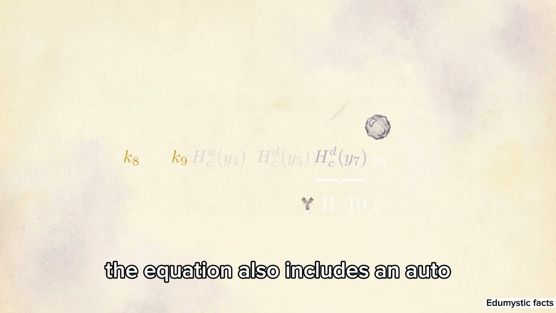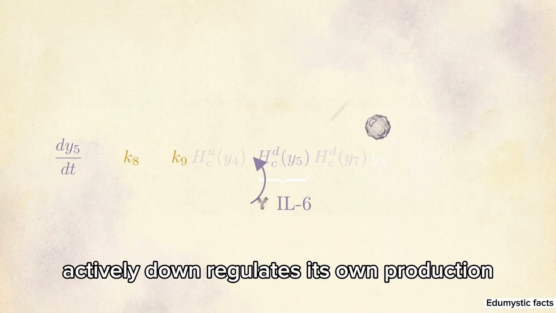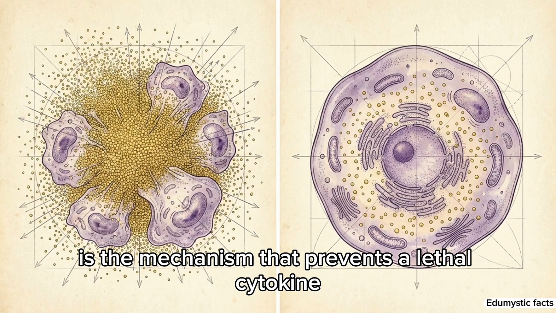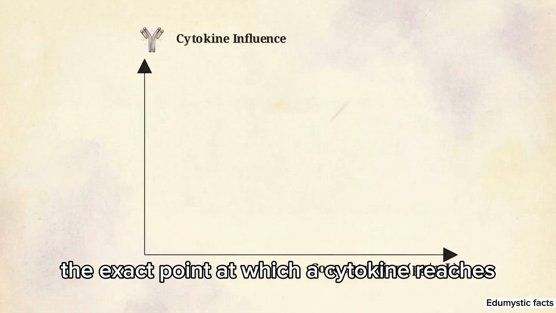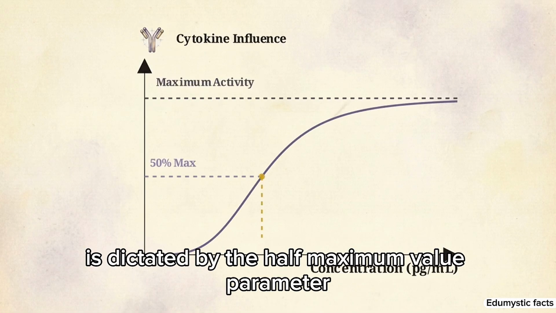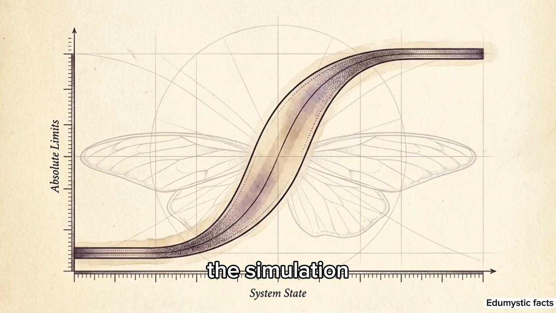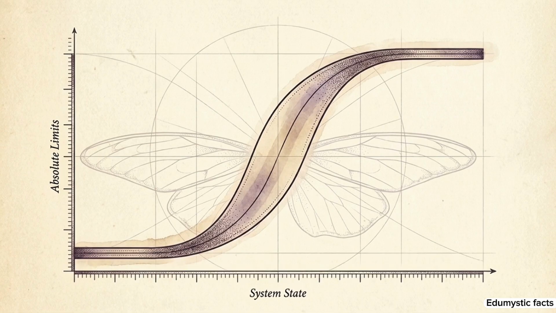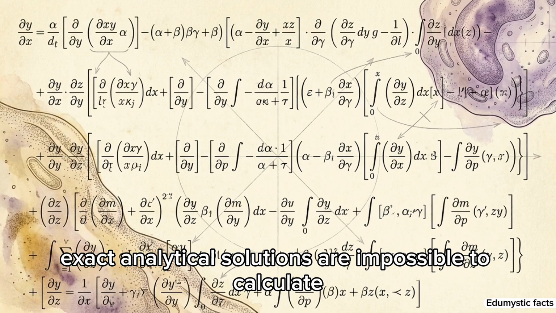The equation also includes an auto-negative feedback loop, meaning interleukin 6 actively downregulates its own production over time. Biologically, this mathematical tension is the mechanism that prevents a lethal cytokine storm from destroying host tissue. The exact point at which a cytokine reaches peak influence in this equation is dictated by the half-maximum value parameter, denoted by eta. By utilizing Hill functions, the simulation translates biological homeostasis into self-regulating mathematical boundaries. Because the system is nonlinear and coupled, exact analytical solutions are impossible to calculate.